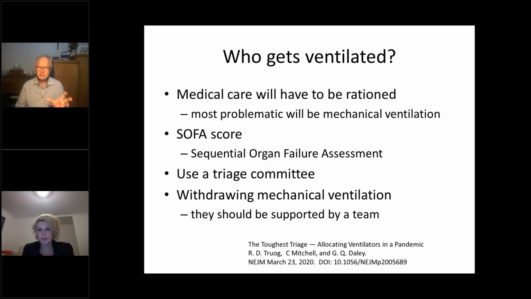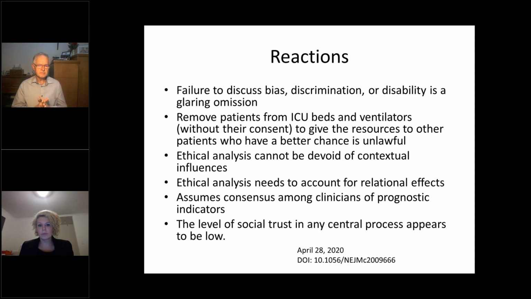And there's also been some discussion about, okay, how do you withdraw ventilation if you've made a decision to do that, and you now decide you have reached a point of futility? How do you withdraw ventilation atraumatically? That's going to also require team support. So some of the published articles with thoughts on how we approach the ethical decision and so on have generated a few reactions, and this is just a few of the reactions.